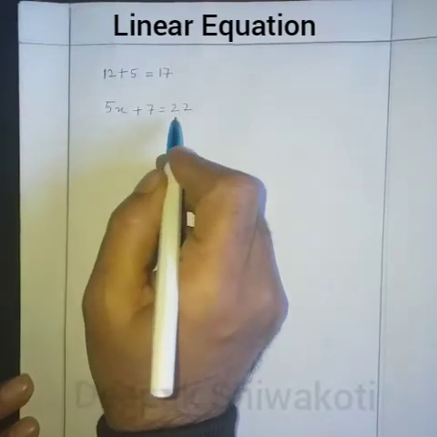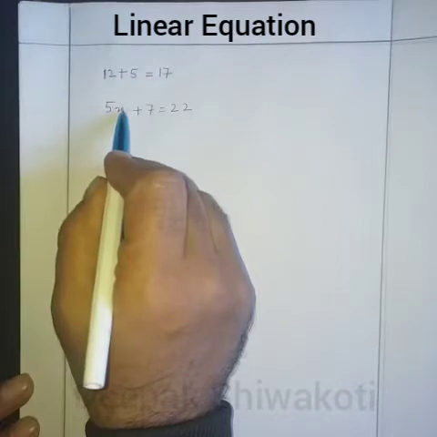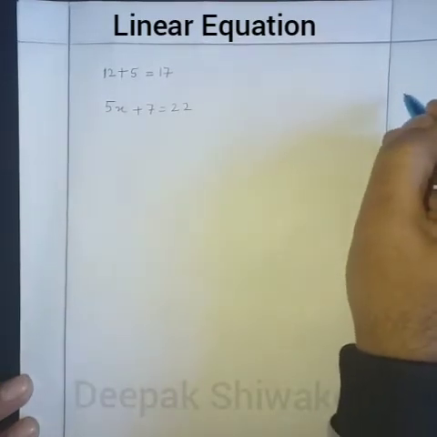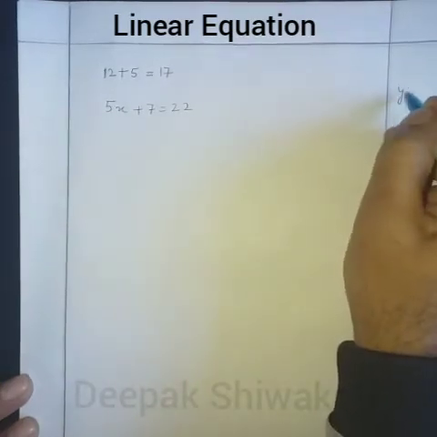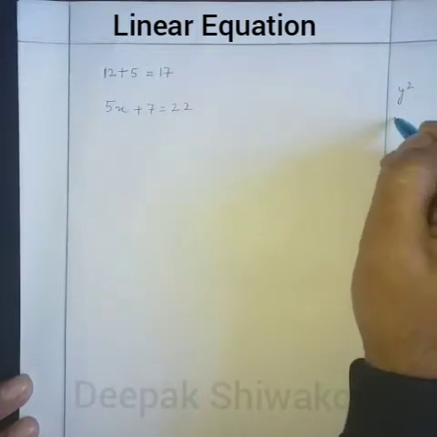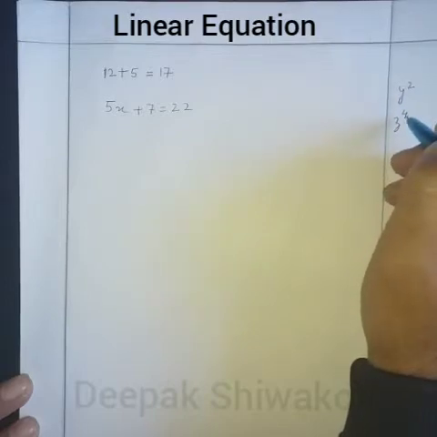This is an equation where x is a variable and the power of this variable is 1. Where nothing is written, the power is 1. Power means like y to the power 2, y square, or z to the power 4. This kind of thing is called power, or exponent, and sometimes index also.